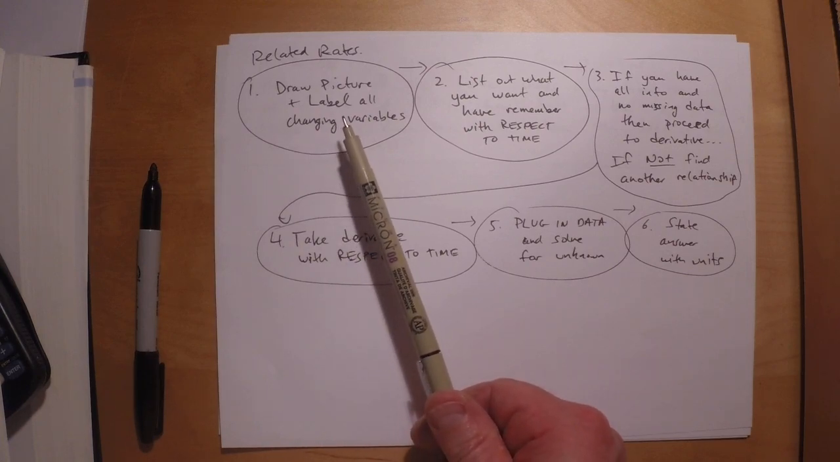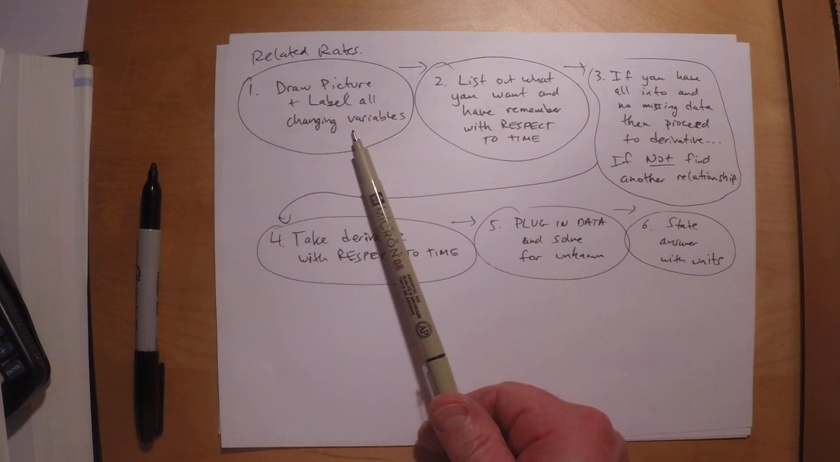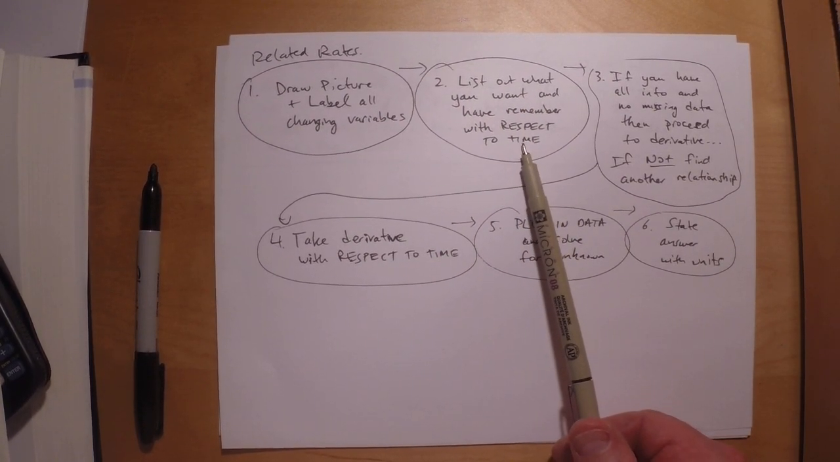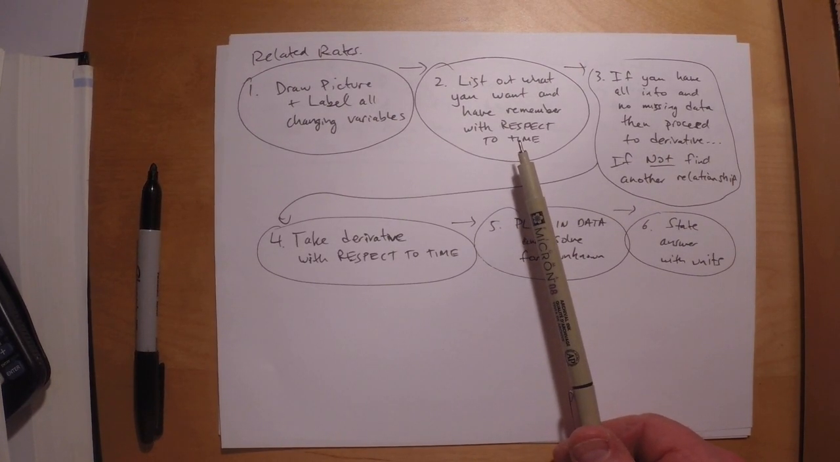First thing is, again, you want to draw a picture and label all the variables that are changing in the picture. You want to list out what you want and what you have, and don't forget related rate questions will always be with respect to time, like something per second or per hour or per minute.